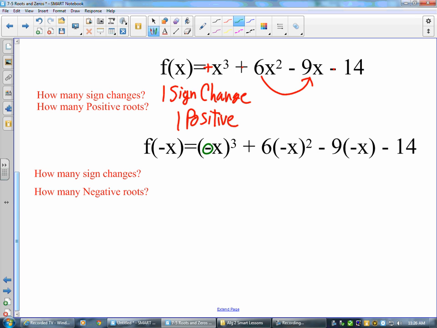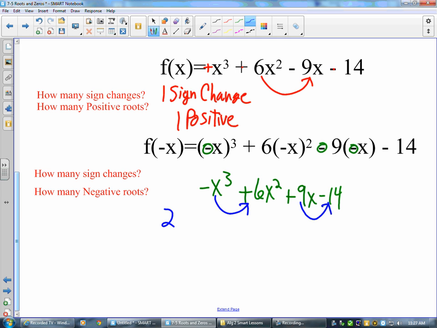If I put in a negative x, I'm going to simplify this. A negative times a negative times a negative, if I'm cubing it, will be a negative, so a negative x cubed. A negative squared will be a positive, so positive times positive leaves a plus 6x squared. A minus x and a minus 9 make a plus 9x, and minus 14. So we have one change from negative to positive, and then another from positive back to negative again. That means there are 2 sign changes and 2 negative real answers.